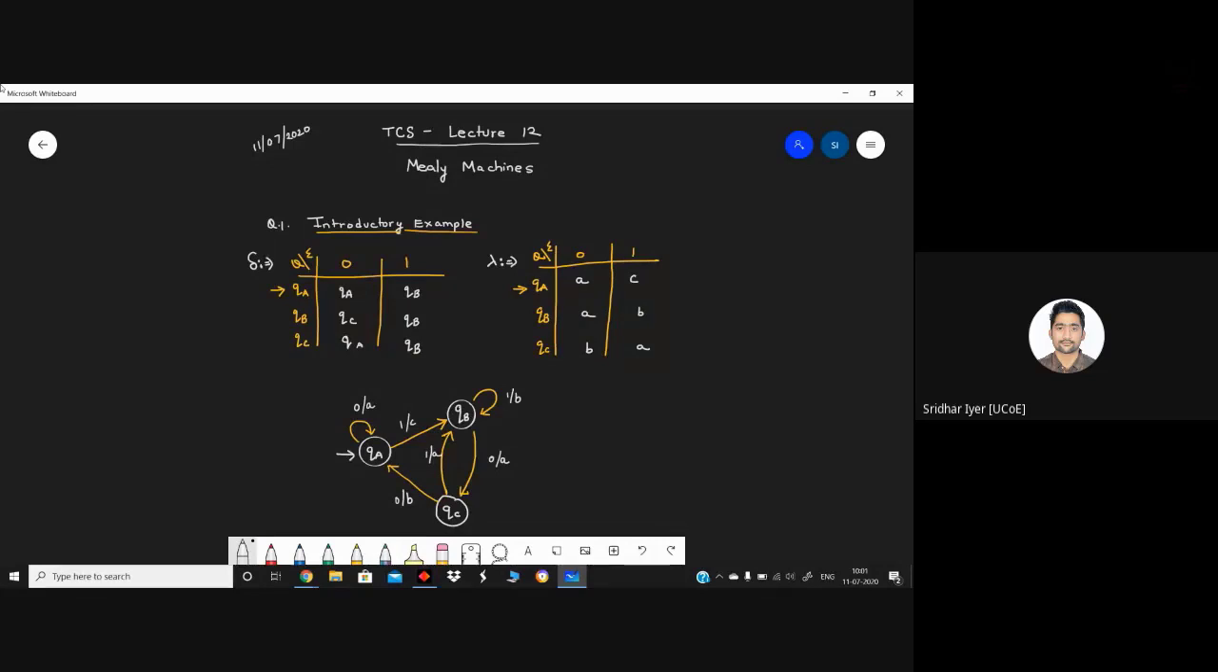Yeah. Moore has output for states and Mealy has for inputs. Not for inputs, it will be for the transitions. Yes, the output is associated with each transition in case of a Mealy machine. In case of a Moore machine, we write the output within each state. So we can say that in Moore machines, the output is associated with each state, whereas in case of Mealy machine, it is associated with each transition.